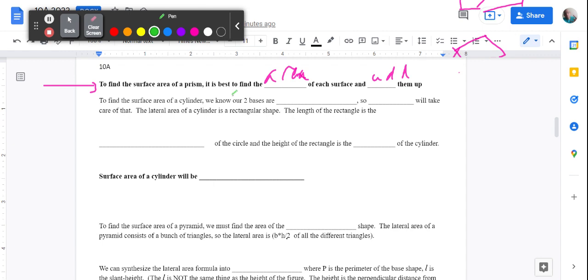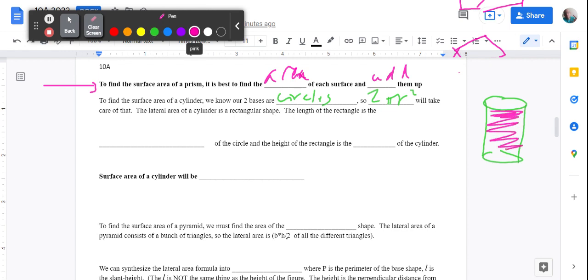So we know our two bases are circles. Circle area is pi r squared. There's two of them, so 2 pi r squared takes care of that. The lateral area of a cylinder is a rectangular shape. So if we have a cylinder, all of this in between the two circles is a rectangular shape. The length of the rectangle is going to be the circumference of the circle.